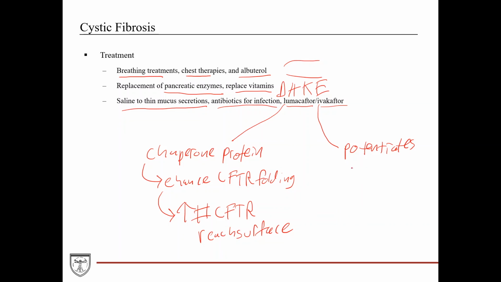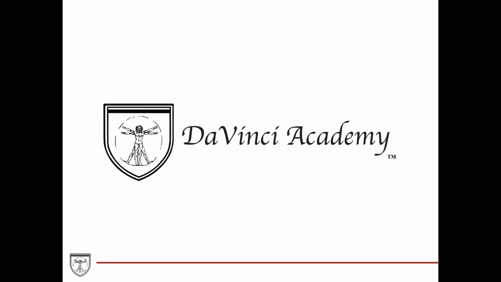potentiates the CFTR. And so what that means is that it actually increases the chance of the CFTR protein being open and actually transporting chloride out of the cell and into the epithelial lumen. And together, these drugs act synergistically, so that's why they're given together to help improve the situation. All right, so that closes out our discussion of biochemical disorders that affect the pulmonary system.